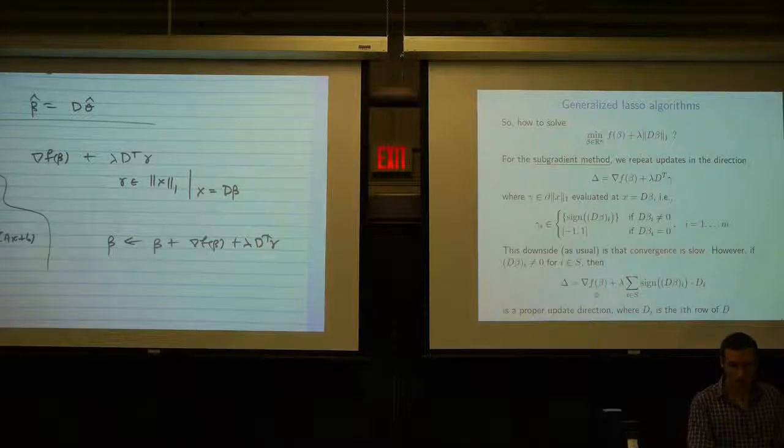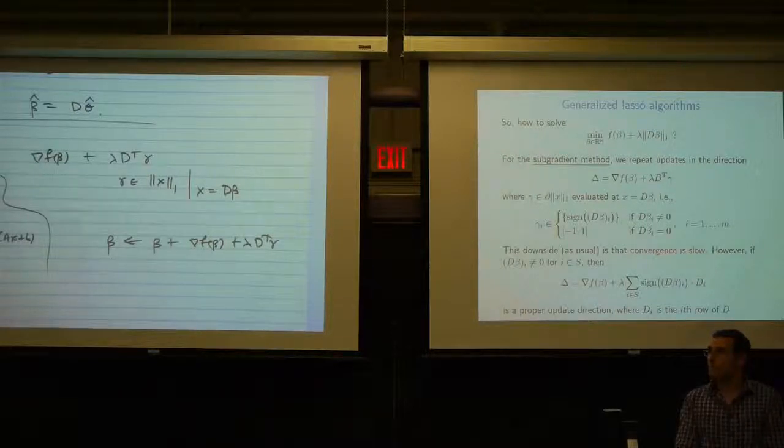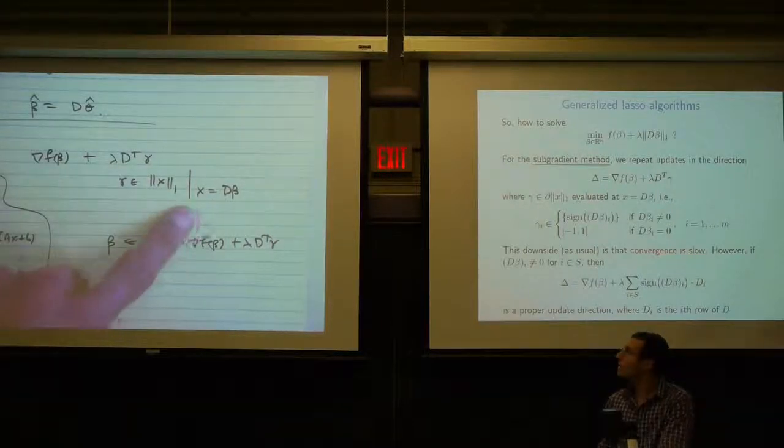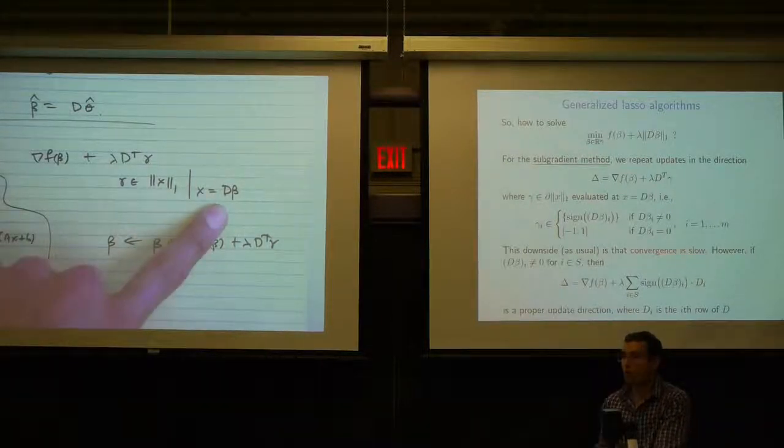Okay, and here's a little nicer way to write out the update. This is a linear combination of the rows of D. That's what this is right here. D transpose times gamma is a linear combination of the rows of D. Now remember, gamma was a subgradient of the L1 norm of x evaluated at d beta, and we knew that d beta was going to be sparse at the solution.